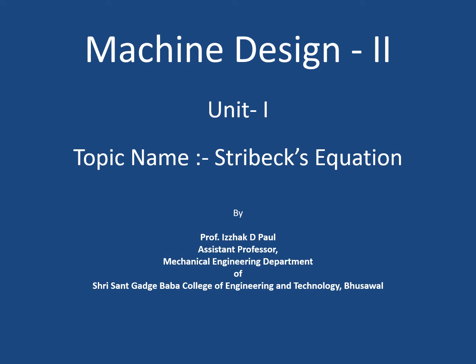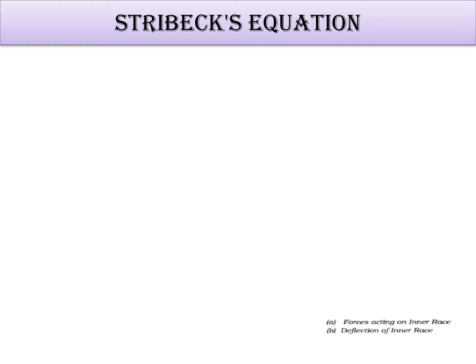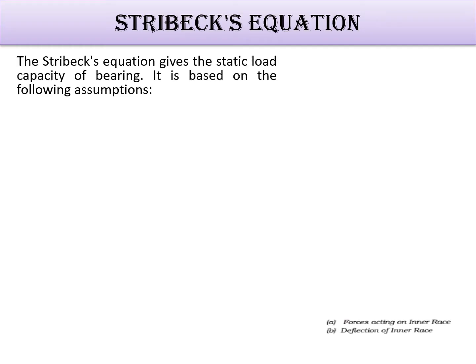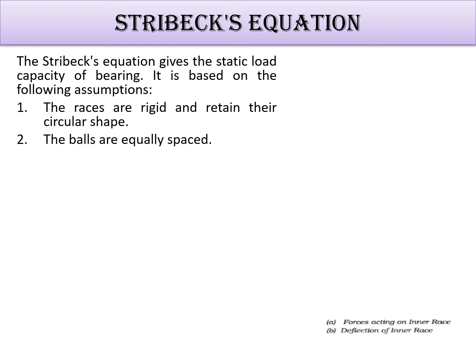So the new topic is the Stribeck equation, the basic equation to find out the static load carrying capacity of a bearing. The Stribeck equation gives the static load capacity of a bearing. It is based on the following assumptions. The first is that the races are rigid and retain their circular shapes. Then the balls are equally spaced. And the next is that the balls in the upper half do not support any type of load.